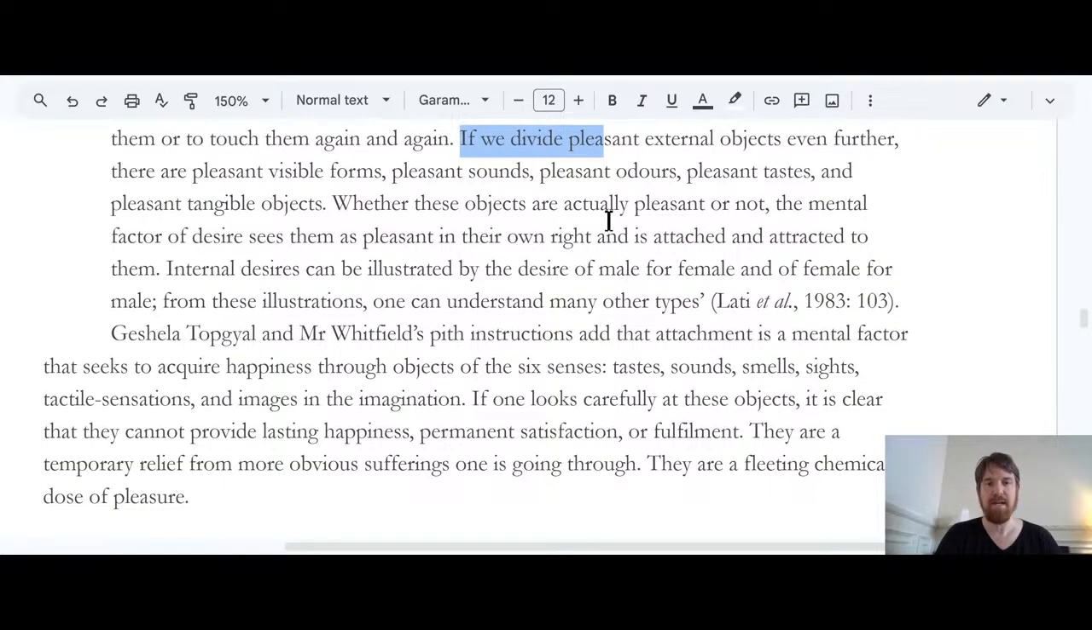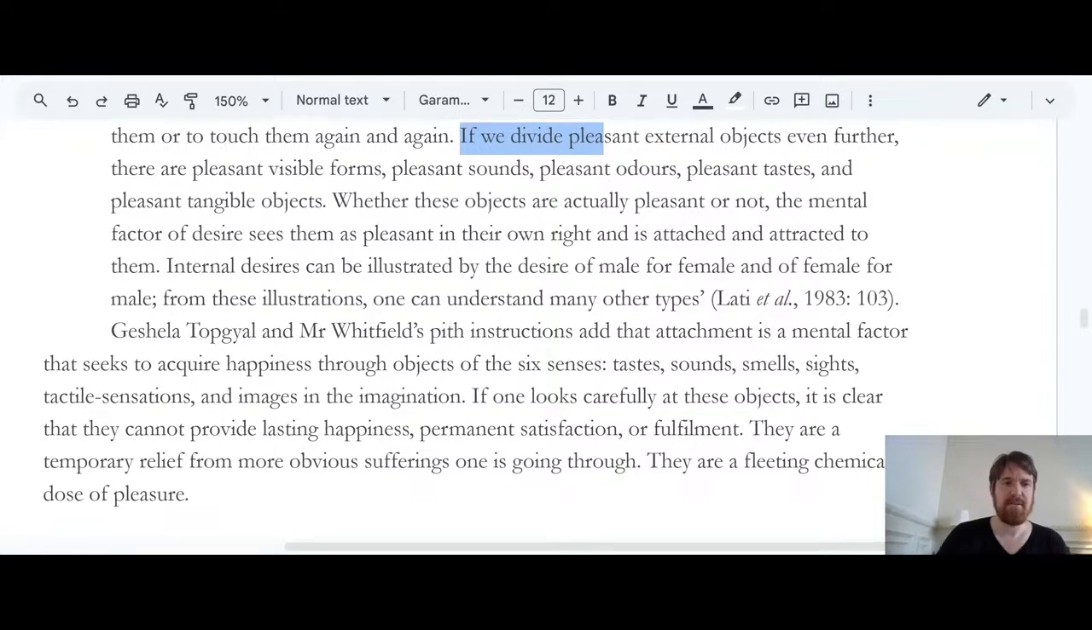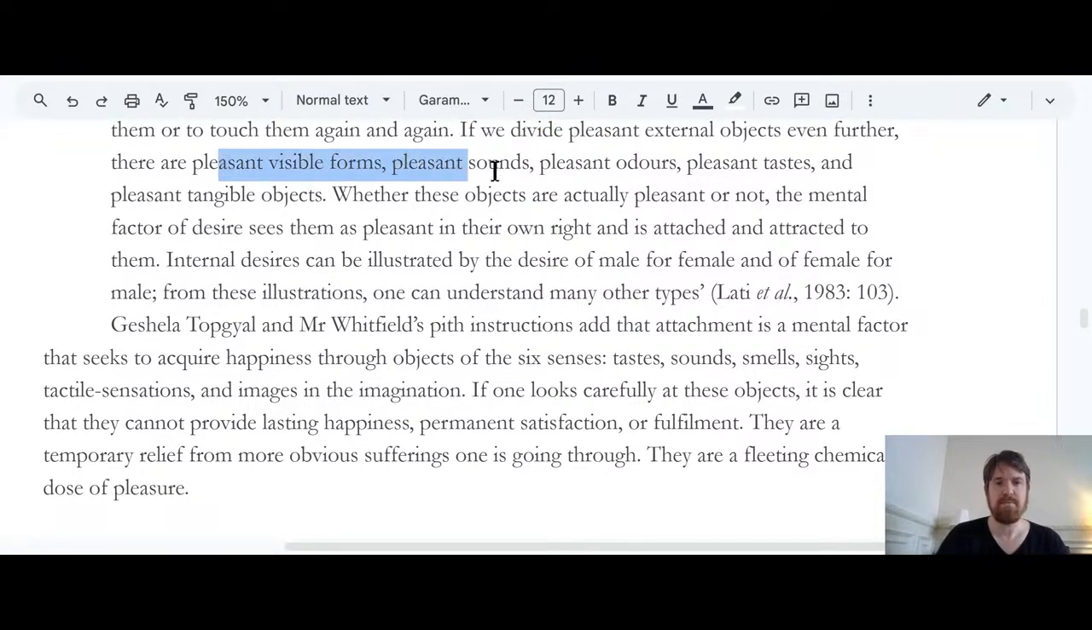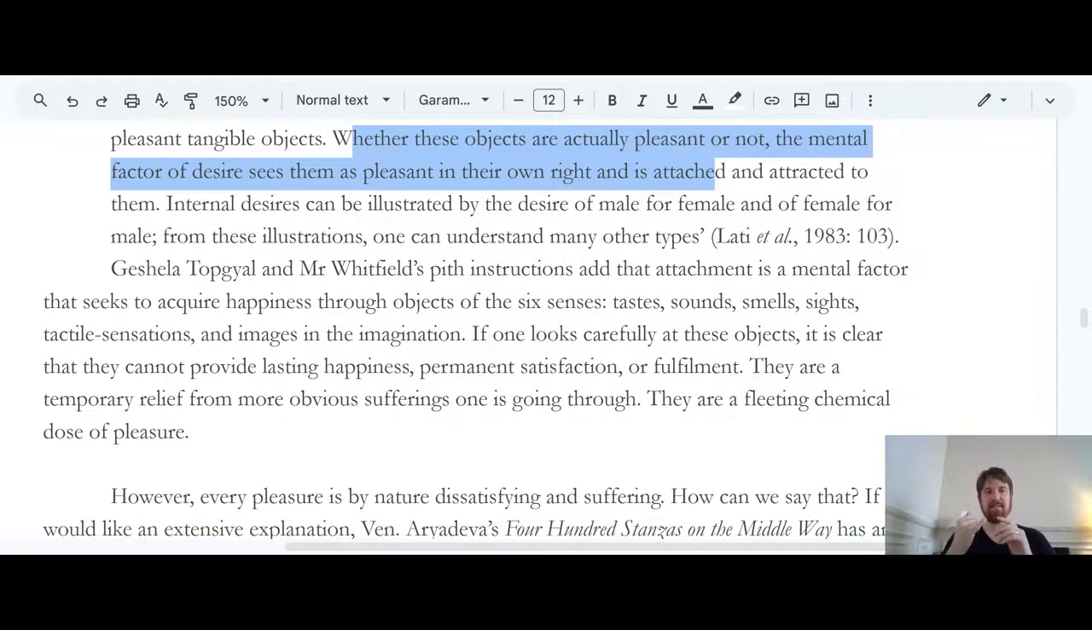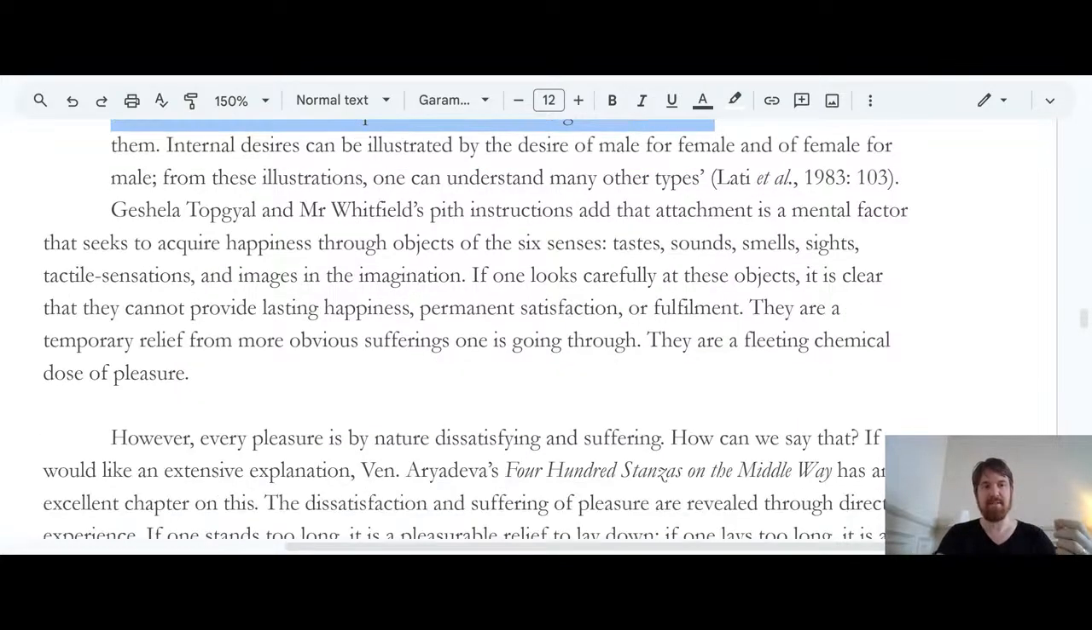the television show. So he goes on to say, if we divide pleasant or external factors even further, there are pleasant visual forms, pleasant sounds, pleasant odors, pleasant tastes, and so on. Whether these objects are actually pleasant or not, the mental factor of desire, i.e., raga, this mental factor of attachment, sees them as pleasant in their own right and is attached and attracted to them.